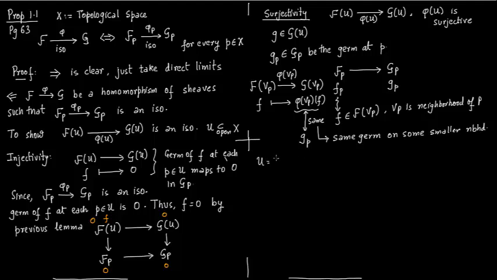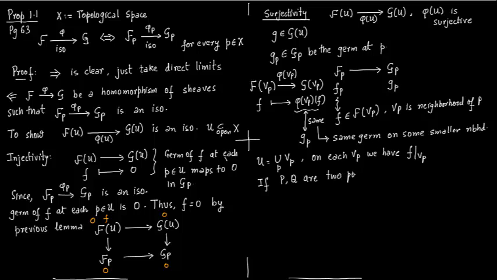We take a small enough set, we take the neighborhood of a point p, and then take all the points in the set U and cover U by a covering of these small neighborhoods. And on each V_p we have this f restricted to V_p, which is an element of F of V_p.